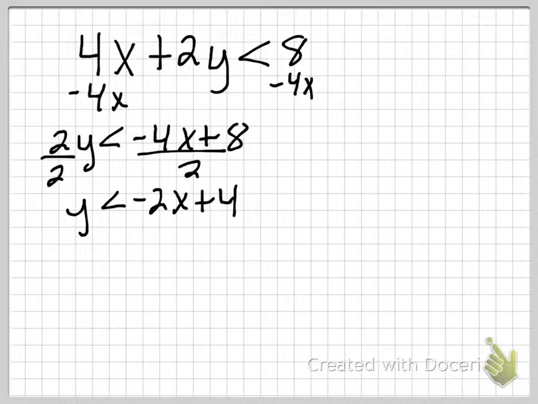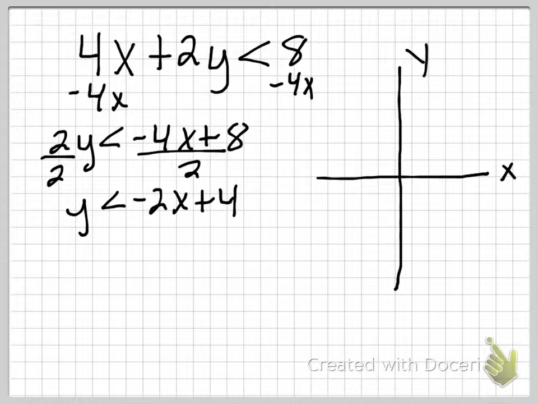So now I can see my slope, and now I can see my y-intercept. I could go through and graph this. So there's my x and my y-axis. I know I have a y-intercept of 4, so there's my y-intercept. I have a slope of negative 2, so that means I need to go down 2 and over 1. So that puts me right there.